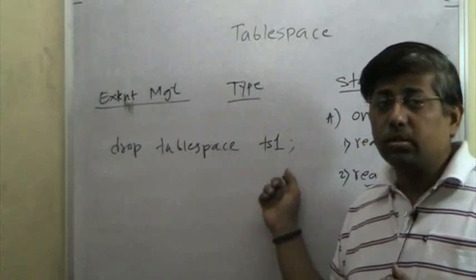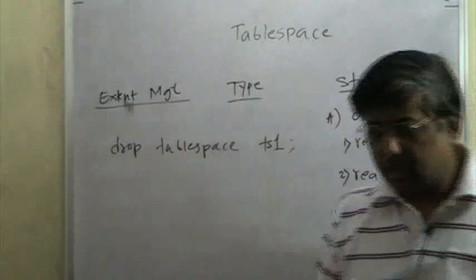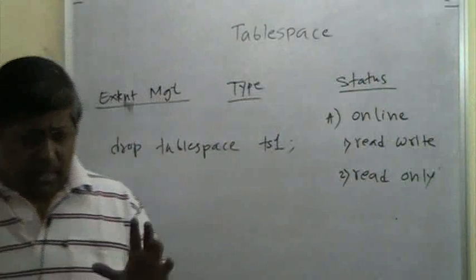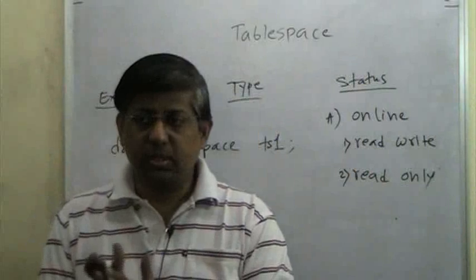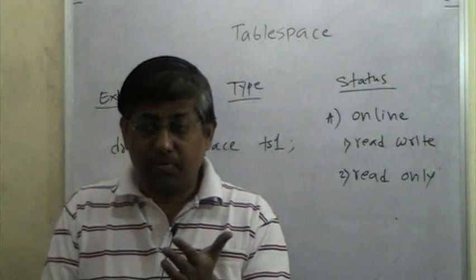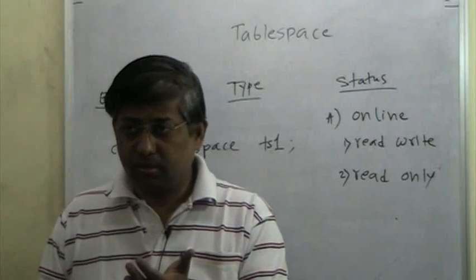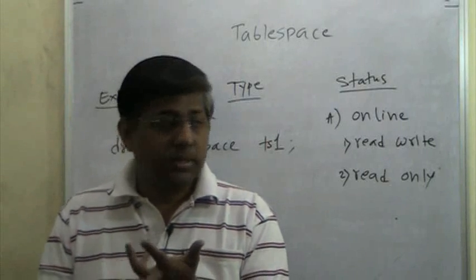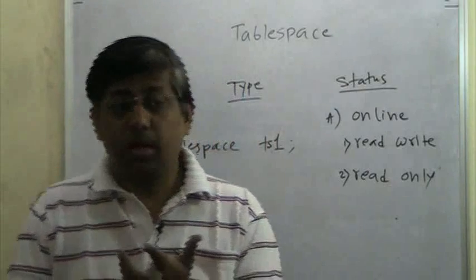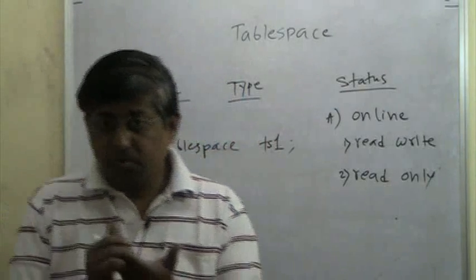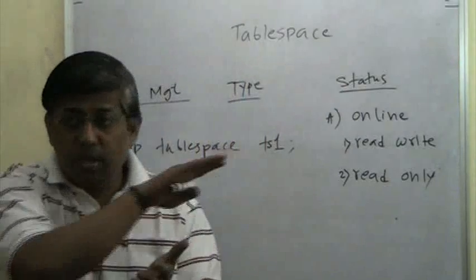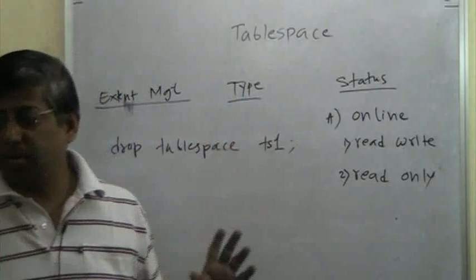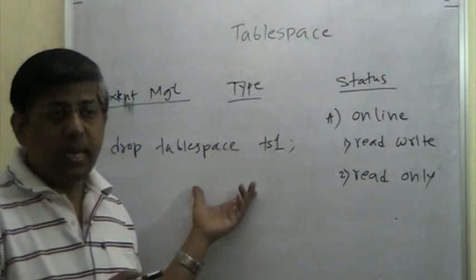Once this command is executed, your database will think that there is no tablespace called TS1. When I say the database will think that there is no tablespace TS1, what does that mean? If you select from DBA_TABLESPACES, DBA_DATA_FILES, V$TABLESPACE, all those views which earlier had one row for that tablespace, that row will be gone, which means that tablespace is gone and it is not there anymore.